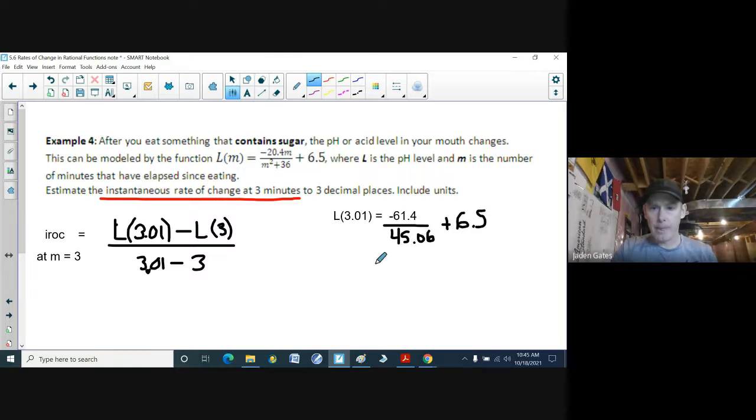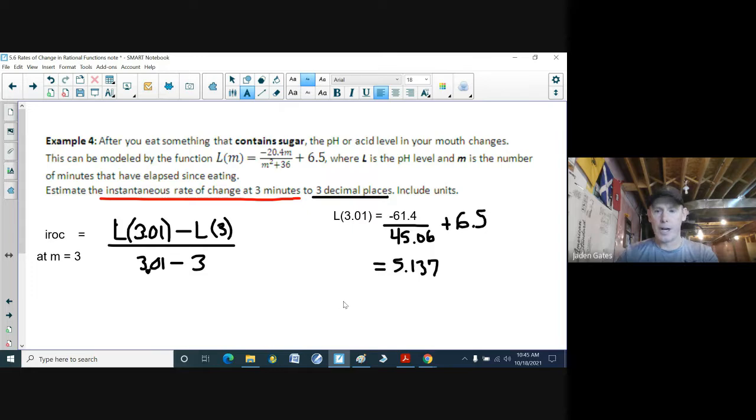Okay. Now, let's do a little bit of math here. I get my negative 61.4 divided by my 45.06. All right, then I get negative 1 point something, and then I add 6.5. It says three decimal places, so there must be a reason for that. So I go, 5.137 is what I ended up with. All right, just doing my calculations.